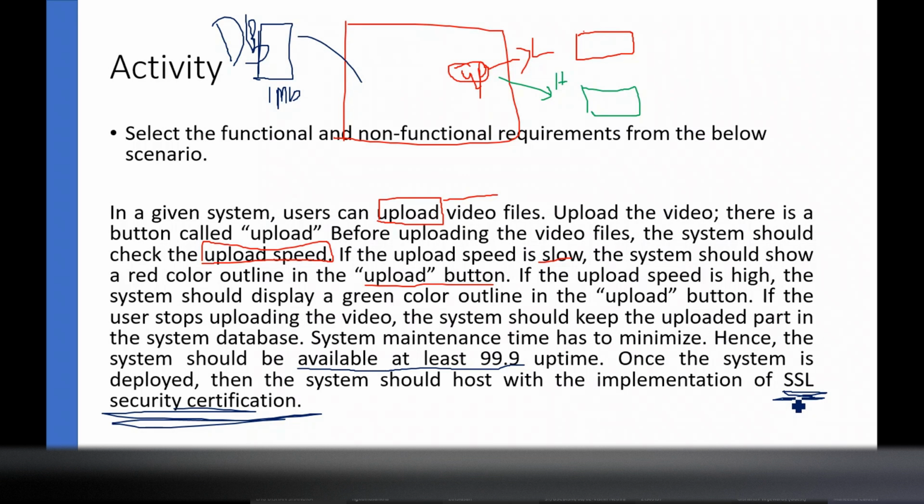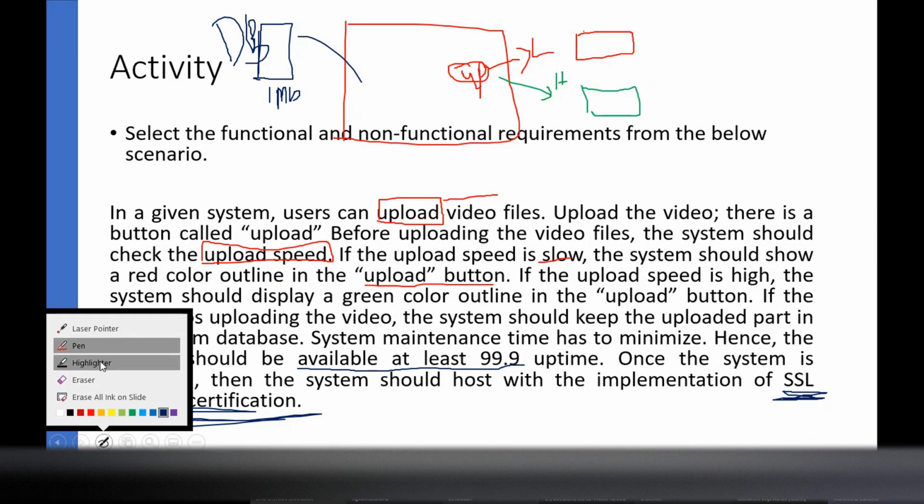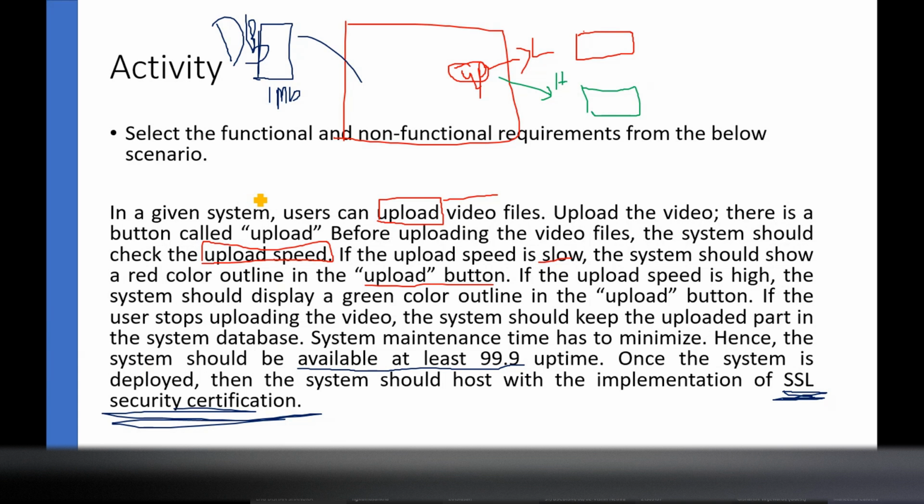Now, very simple story. What are the requirements in here? Yes, the system should allow the end user to upload video files. This is your functional requirement number 1. Upload speed is not a functional requirement, it's a non-functional requirement. So I'll ignore it for now because I'm searching for the functional requirements.